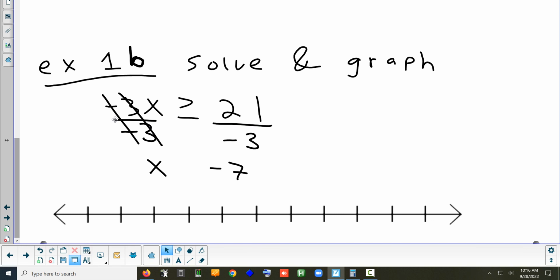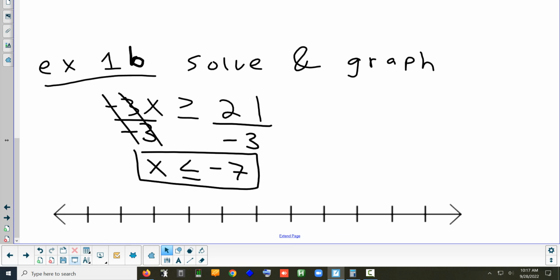Right, we have to flip it because we divided both sides by a negative. So you don't do anything with the x and the negative 7. You just flip the inequality so it points to the left. Okay, so we get x is less than or equal to negative 7.